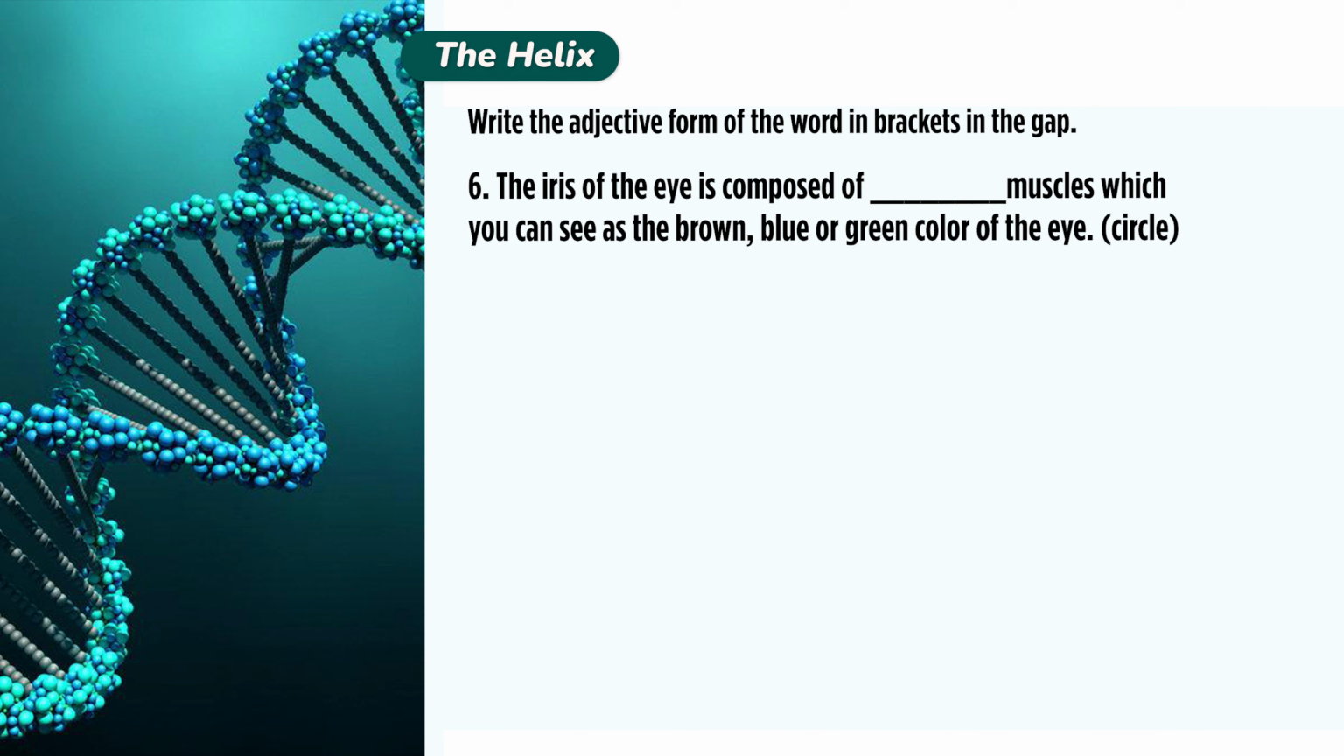The iris of the eye is composed of blank muscles, which you can see as the brown, blue, or green color of the eye. Circle. The answer is circular.